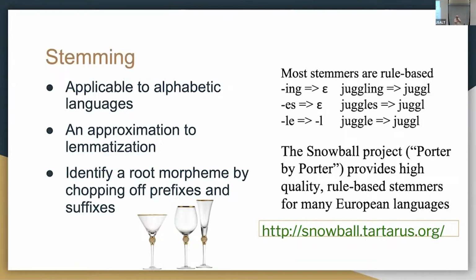Now, there's a famous English stemmer called the Porter stemmer. It was a rule-based stemmer, and it became very popular. It got so popular that everybody who wrote a rule-based system called their system a Porter stemmer, even though it was not the Porter rules. So Porter got frustrated and set up this Snowball project, which is sort of Porter by Porter, and it has an English stemmer and stemmers for other European languages. If you happen to need a stemmer for a European language, this is a reasonable place to go to get it.